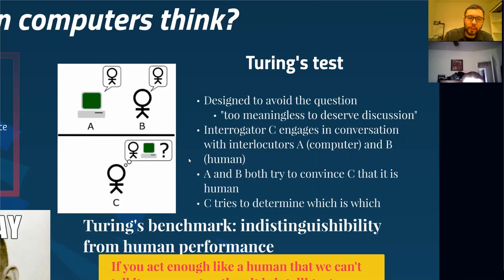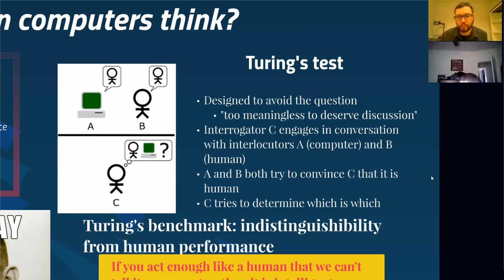But if the computer performs well enough that the interrogator gets the identification wrong, at least some of the time, and by some of the time Turing says 30%, so if the interrogator gets the identification wrong 30% of the time, then we should consider it intelligent. In other words, if the computer can convince a human being that it's human, if it can talk well enough to convince another human being that it's human, then we should consider it intelligent.